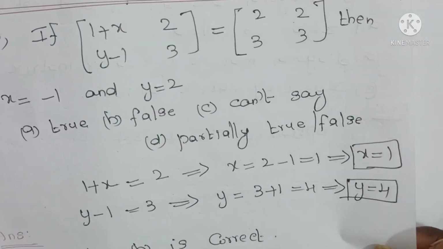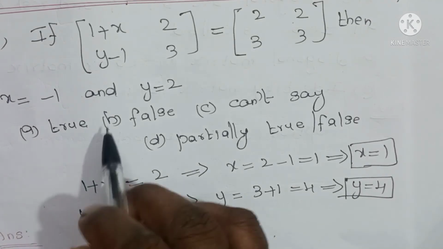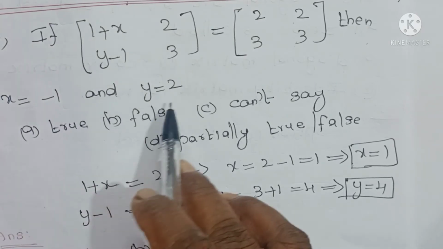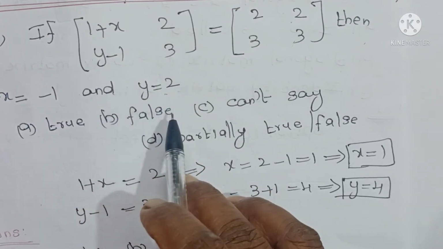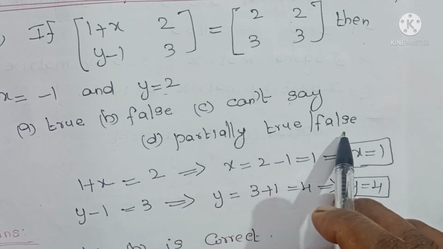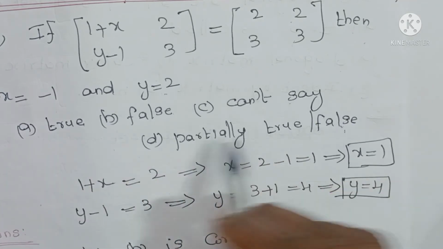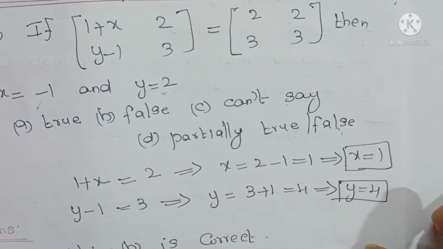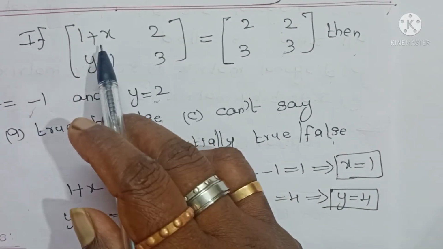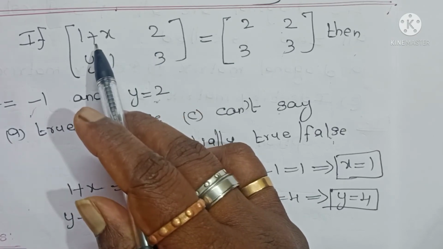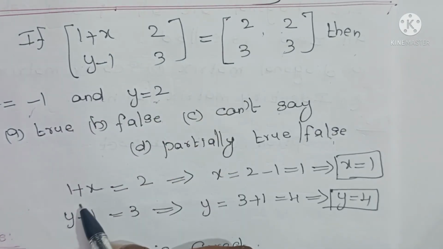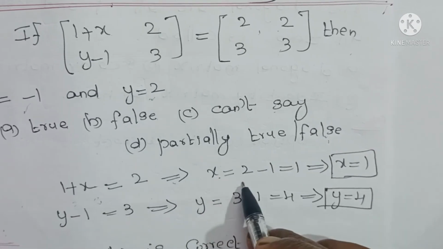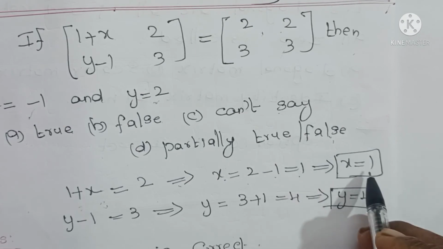Next, move on to the 20th question. If this matrix is equal to this matrix, then x is equal to minus 1 and y is equal to 2. True or false? Can't say partially true or false. They have given the value of x and y, and you have to say whether this is true or false. From this, you can write the corresponding terms, correct? So 1 plus x is equal to 2. From this you can find the value of x: x is equal to 2 minus 1, which is equal to 1.